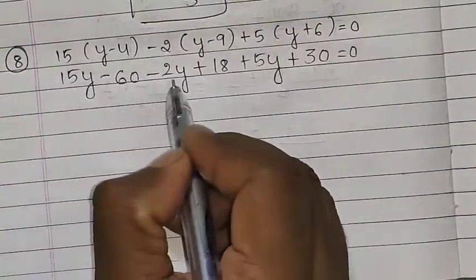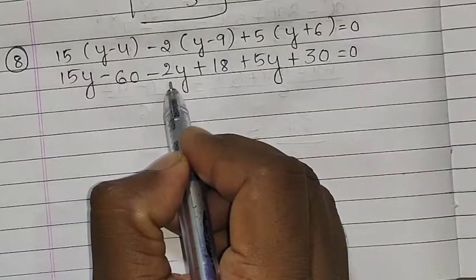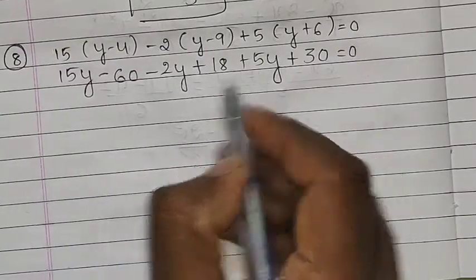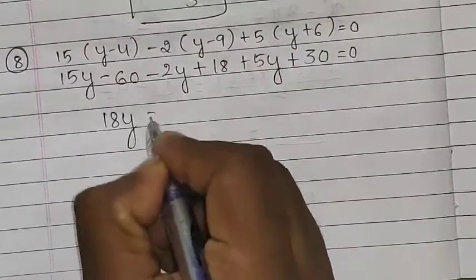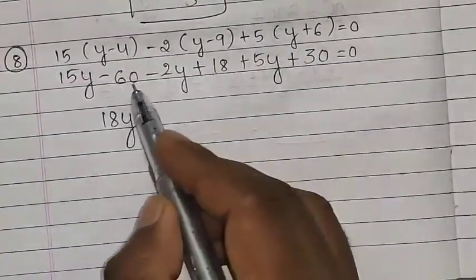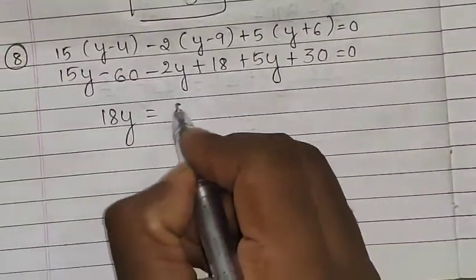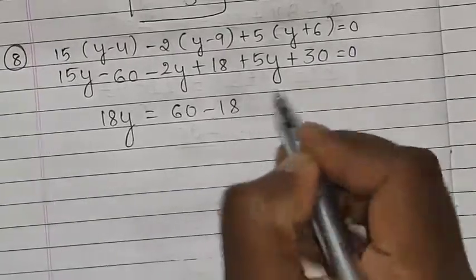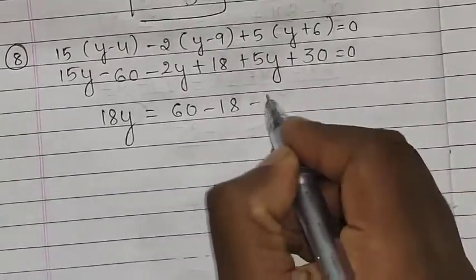15y minus 2y is 13y, 13y plus 5y is 18y is equal to, I will shift all these numbers to the right side. Minus 60 shifting to the right side will become plus 60, plus 18 after shifting to the right side will become minus 18, plus 30 after shifting to the right side will become minus 30.